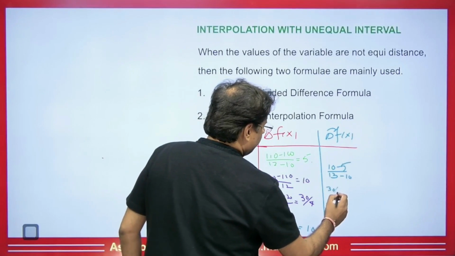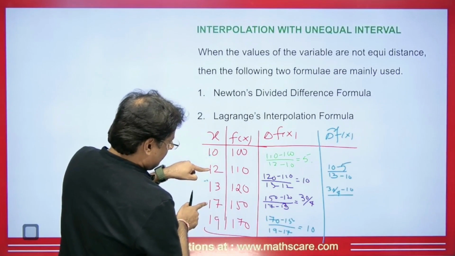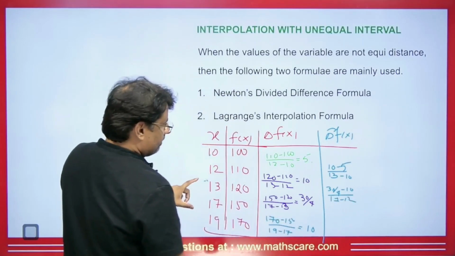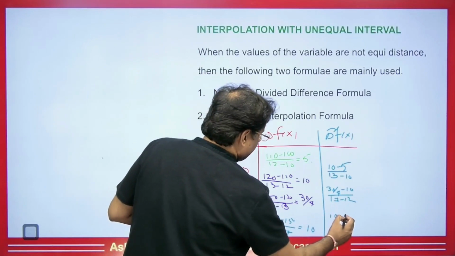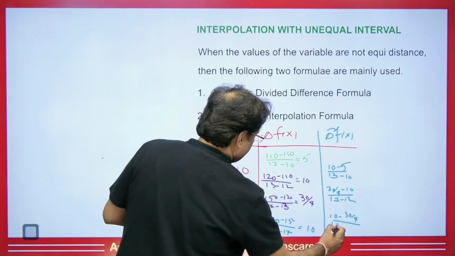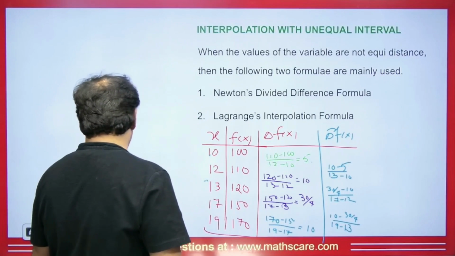This will come here 30 by 4 minus 10 divided by, here for these two, this will come 17 minus 12. Clear? This will come. Like this, in the same way, if we talk about this, so this will be 10 minus 30 by 4 divided by, this will come 19 minus 13. You need to understand this. Clear, students?